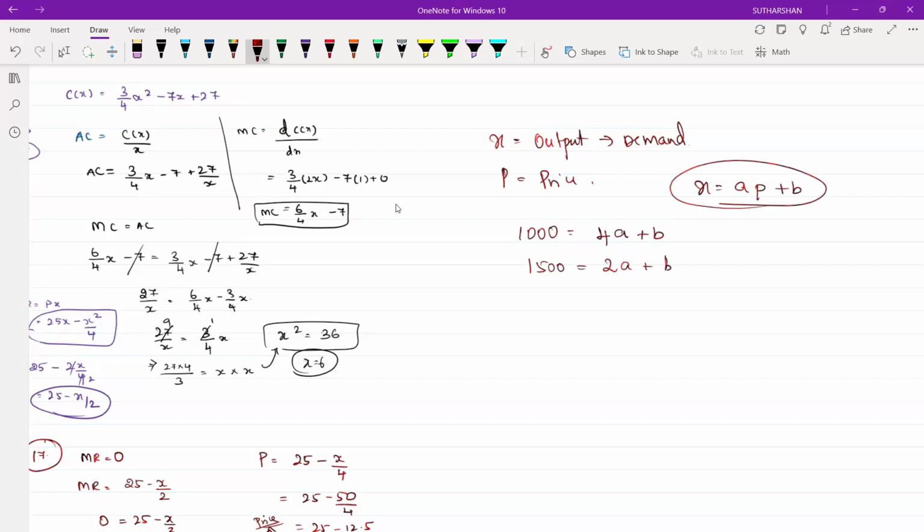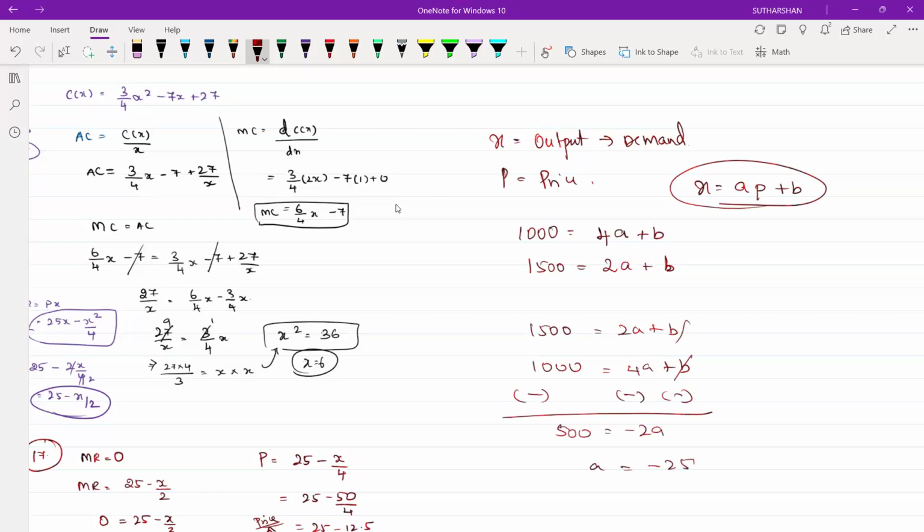If I substitute and equate this, 1500 equal to 2A plus B, and 1000 equal to 4A plus B. So, change the sign and cancel B. It will become 500 equal to minus 2A. A will become minus 250. So A is going to be minus 250. Substitute in any one equation. It will become 1500 equal to minus 500 plus B.